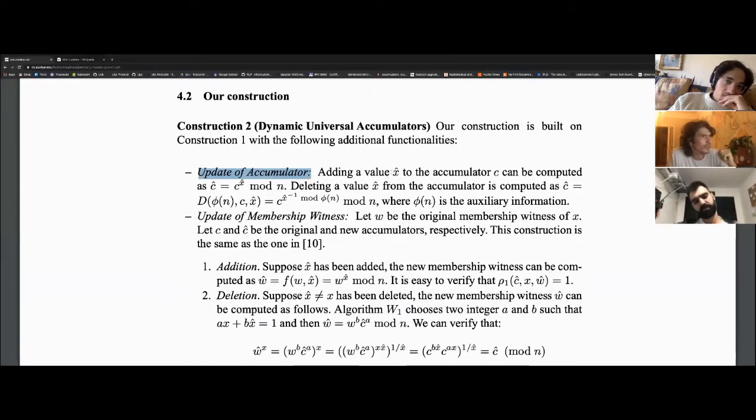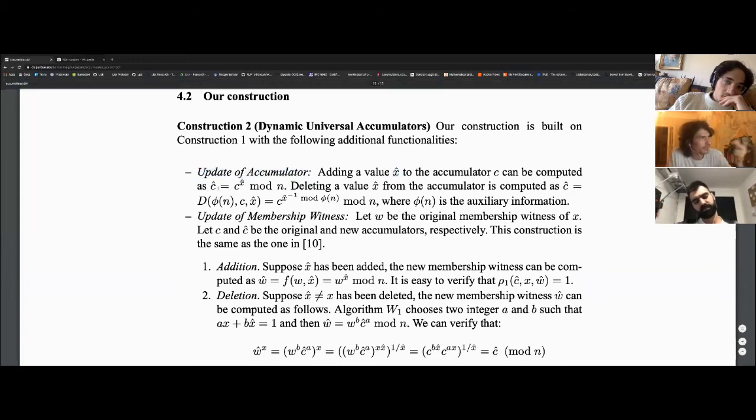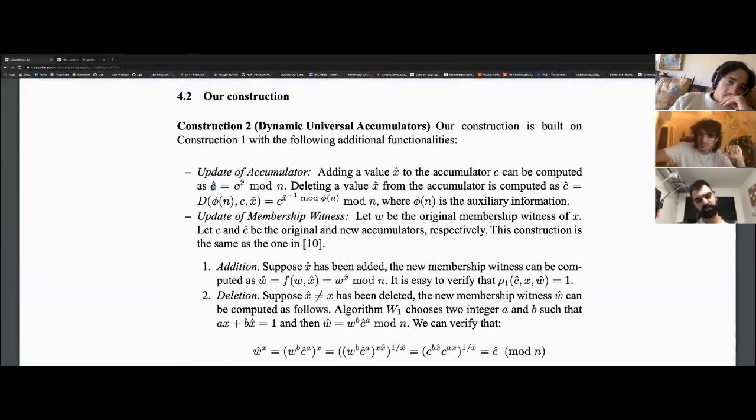So you want to add a value X hat to the accumulator. You just calculate the C hat as C to the X hat. That's straightforward, right? You just exponentiate to add an element to the data set.